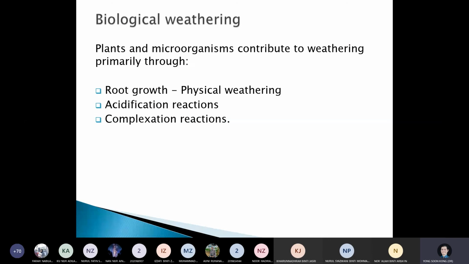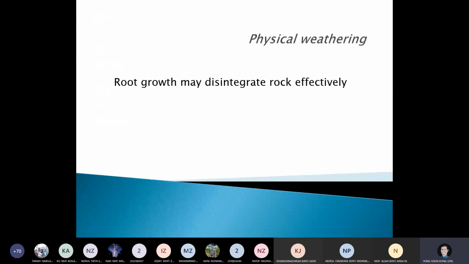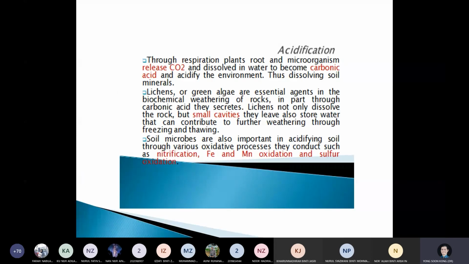Okay, now, the root growth, I have already covered that. If you still remember last week, I explained a little bit on the trees that happen to grow on the hill slope of a parent material of a rock. So that is one example that I've already covered, so I will skip.